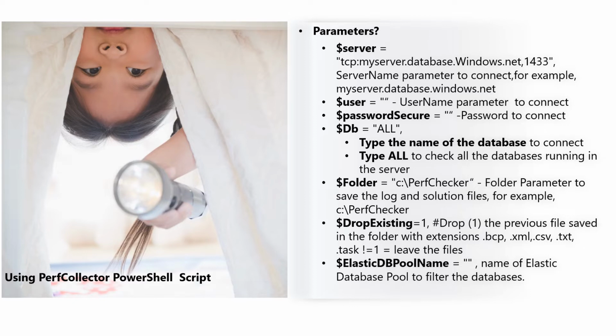If you define the folder, that will be the folder where we are going to save all the files generated by this PowerShell script. Drop files, if the value is 1, is going to delete all the files that we have in this folder with this extension. And elastic DB pool is the name of the elastic pool whose databases are going to be reviewed.